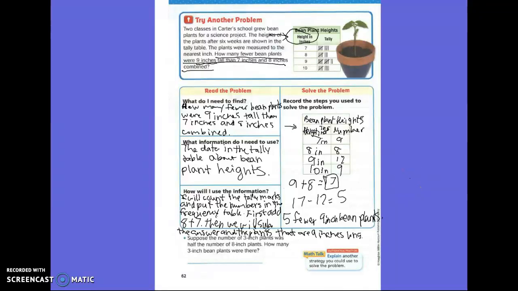Okay, last question. Suppose the number of 3-inch plants, which is not on here, there is no 3-inch. Okay, so you're pretending like there's a 3-inch bean plant, and they're saying that the number of 3-inch bean plants is half the number of 8. So what's half the number of 8?